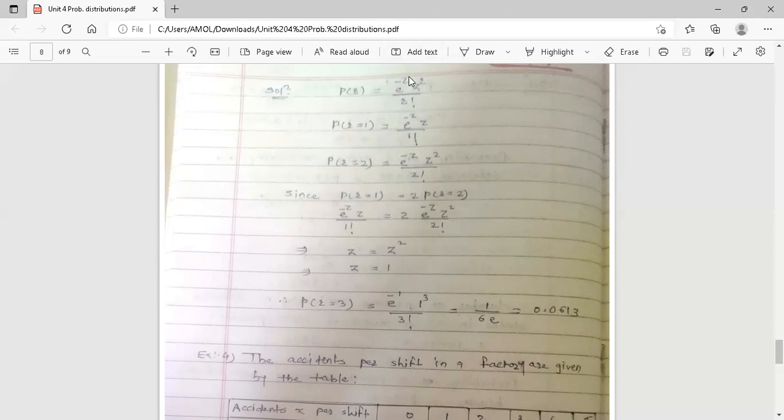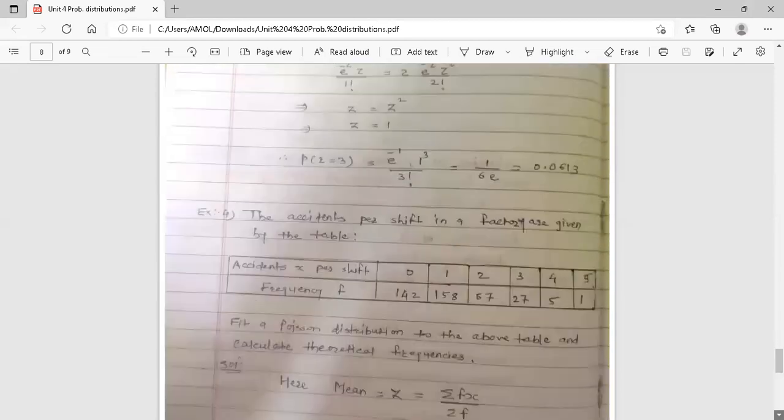So e raised to minus 1, because Z is 1. Z is 1, so 1 raised to R, the value of R is 3, 1 raised to 3, upon R factorial. R is here 3, so upon 3 factorial. Now e raised to minus 1 into 1 cube. 1 cube means 1, upon 3 factorial. 3 factorial means 6. And e raised to minus 1, we can write this term in the denominator. So after simplification, the term is 1 upon 6e. If we calculate the value using a calculator, it is 0.0613. So this is the probability when R is equal to 3. So this is the example in Poisson distribution.